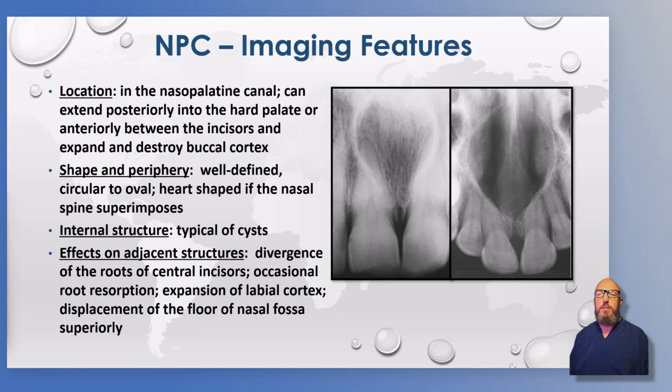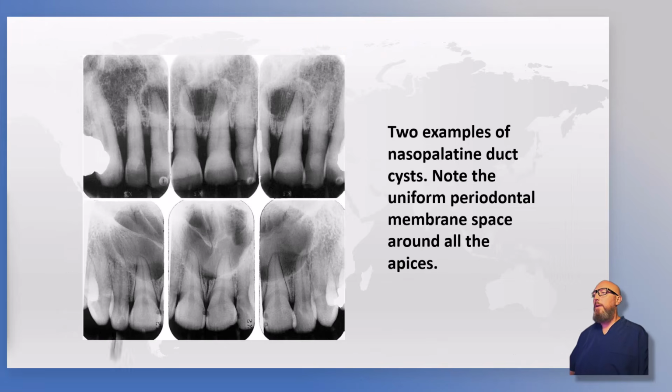The internal structure is typical of a cyst. As for effects on adjacent structures, look for divergence of the roots of the central incisors, occasional root resorption, expansion of the labial cortex, and superior displacement of the floor of the nasal fossa. So here we have 2 examples of a nasopalatine duct cyst. Note the very cyst-like, very well-defined, corticated, smooth borders.